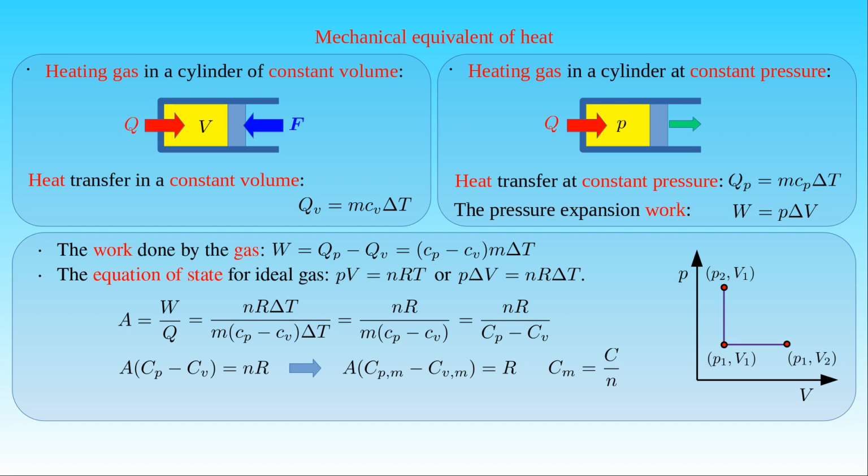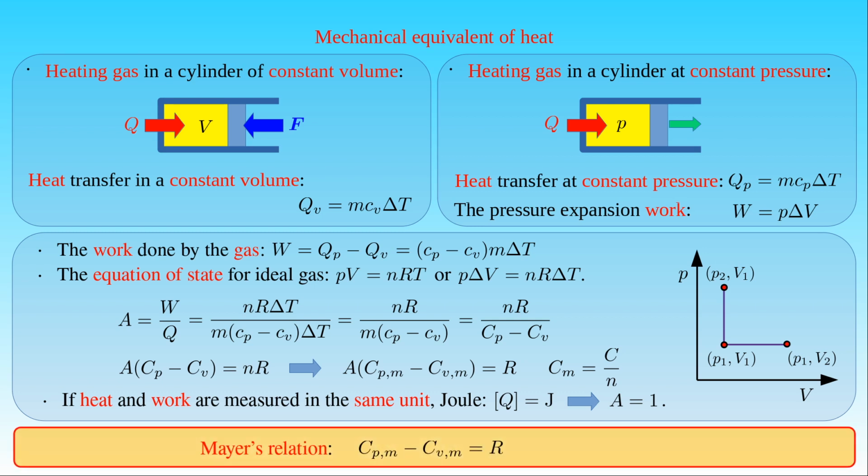Although we have measured heat in calories, we can follow the convention of measuring both heat and work in the same units, namely in joules. Then by definition, the mechanical equivalent of heat is equal to 1, and we obtain Mayer's relation, stating that the molar heat capacity capital Cpm of the ideal gas measured at constant pressure minus the molar heat capacity Cvm of the ideal gas measured at constant volume is equal to the universal gas constant R. As already mentioned in the presentation of the ideal gas laws, the gas constant R on the right-hand side of the equation is equal to 8.314 joule per mole kelvin.